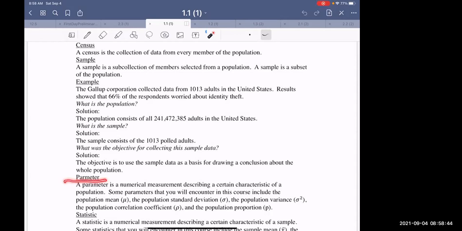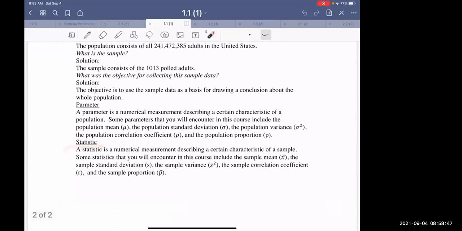Parameter as opposed to statistic. A parameter is a numerical characteristic of a population. So examples of parameters that we'll be encountering: population mean, denoted by this Greek letter mu. Population standard deviation, denoted by this Greek letter sigma. Population variance, denoted by this Greek letter sigma squared. Population correlation coefficient, Pearson's product moment correlation coefficient, rho, another Greek letter. The population proportion, P.